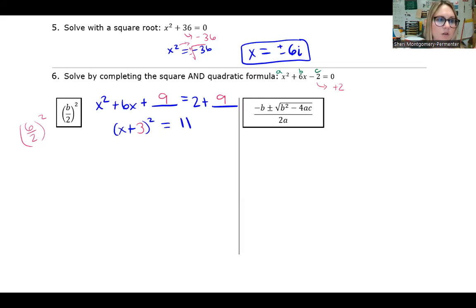Now I'm ready to solve. I'm going to have to bring over the square root. So I do plus and minus the square root of 11. And I'm going to have to bring over the 3. So it's plus 3, so it'll be minus 3. I'm ready for my solutions.